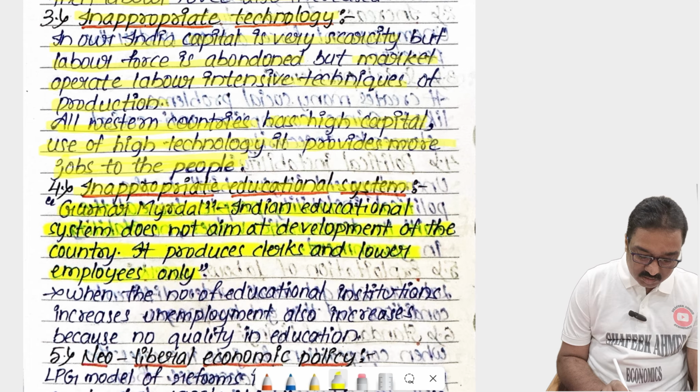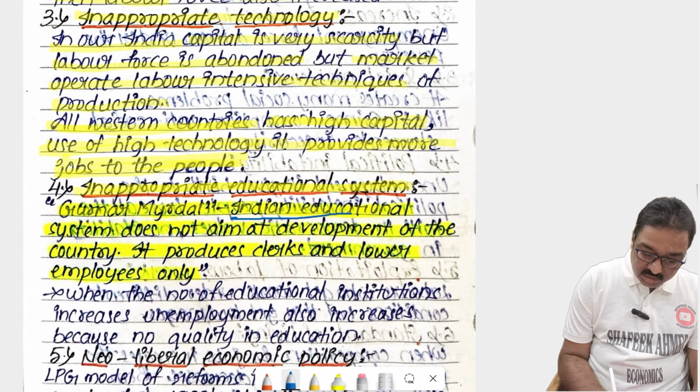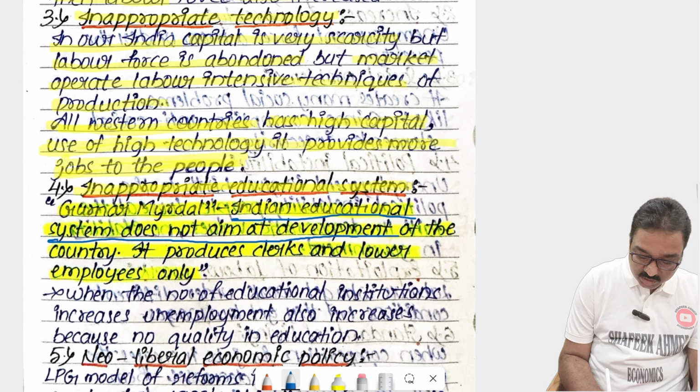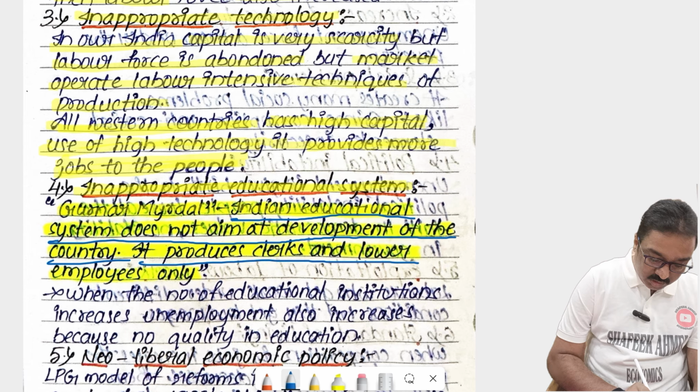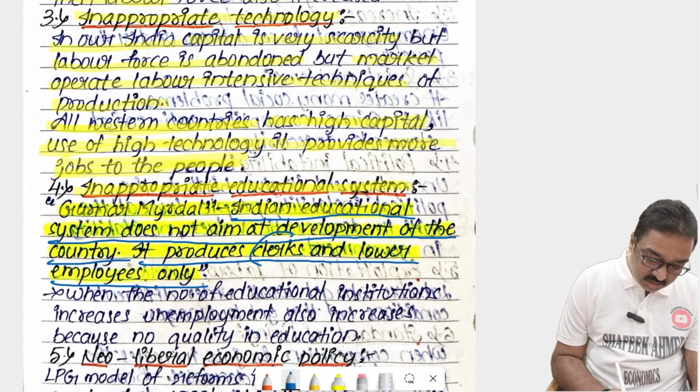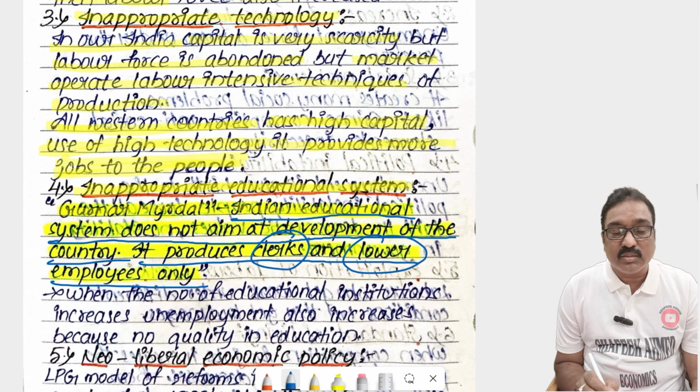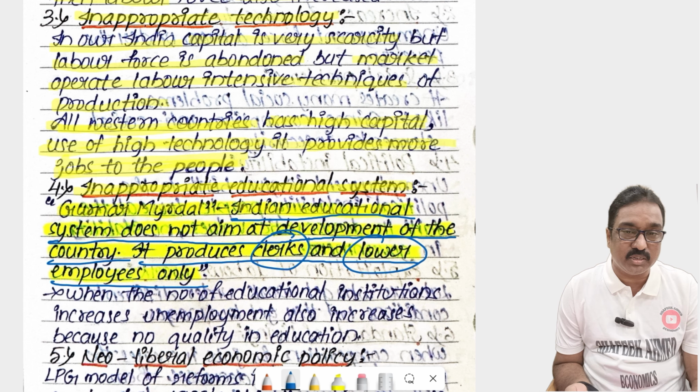Gunnar Myrdal is the one economist. The Indian educational system does not aim at the development of the country. It provides only clerks and lawyer employees. So it's very shameful in our India. Even though there are highly qualified students without any skills, talents, or communication skills, they completed their education. So how will they get employment opportunities and jobs in the country? The main problem is that education has utterly failed to provide jobs to the youth.